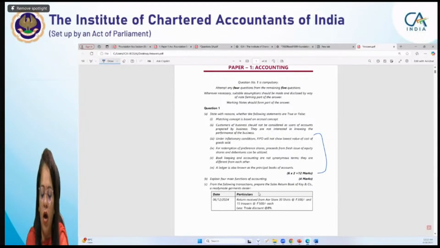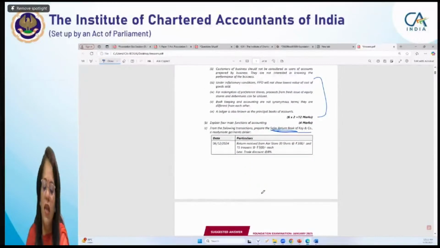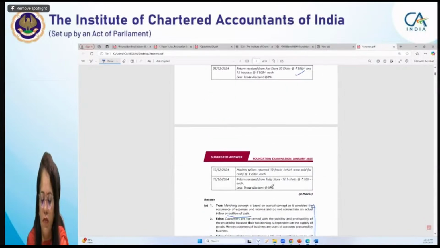Then how to prepare the sales return book. The subsidiary book, here we have a subsidiary book question, which is a very easy question. We have to prepare the sales return book, where return received from R: 30 shirts at 300 rupees and 15 trousers at this rate, and trade discount. This will obviously come in your subsidiary book. Then Modern Tailors return, okay, return 10 frocks which were sold for cash.